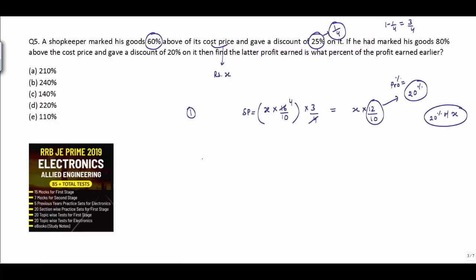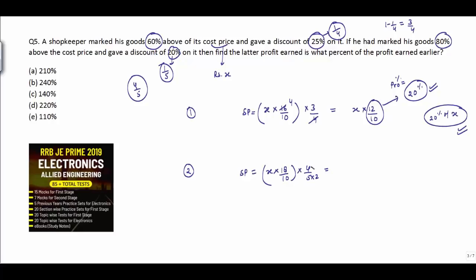X. Whether we take profit percentage into consideration in this particular question, or we take the core profit, that is the value of the profit, the answer would be the same. In the second case, SP would be what? Cost price into markup of 80% means 18 by 10. Then on this MP, a discount of 20% is being given. 20% discount means 1 by 5. So remaining is what? 4 by 5. So 4 by 5 here.